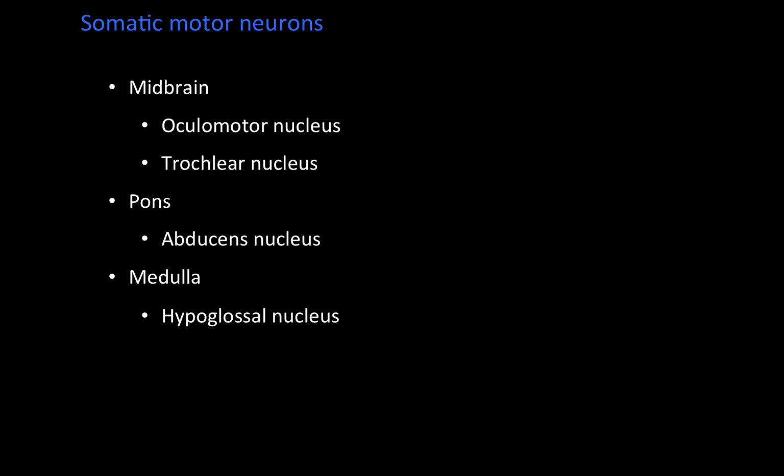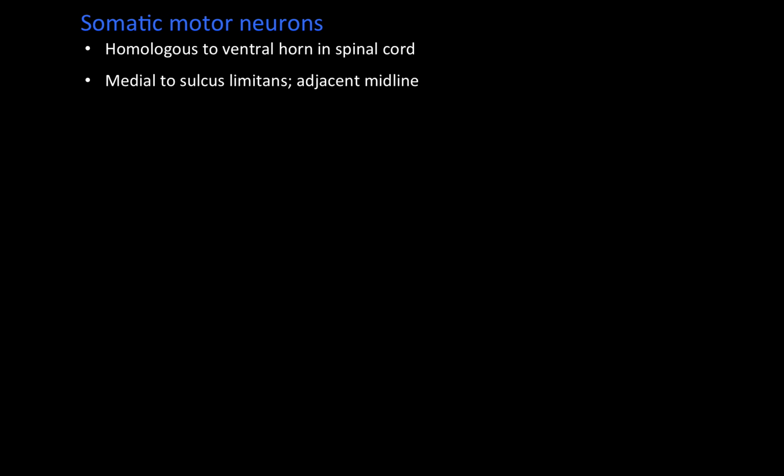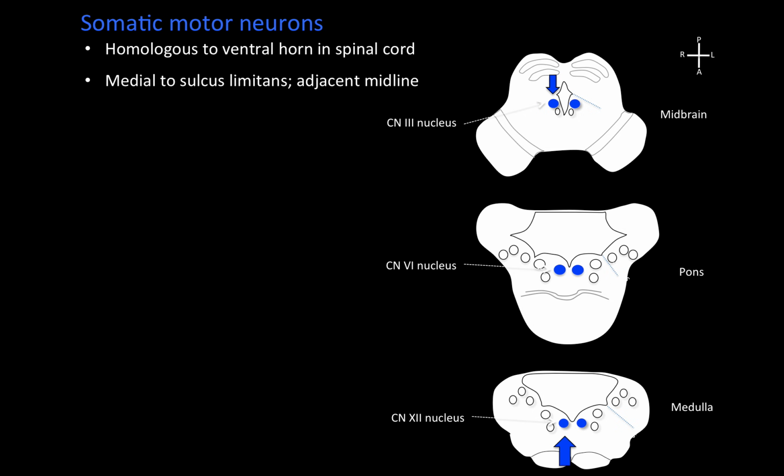So there's some background. The first one we're going to start with is somatic motor neurons. Those 4 somatic motor nuclei are found in the midbrain, pons, and medulla. Somatic motor neuron nuclei are homologous to the ventral horn in the spinal cord, and they're located medial to the sulcus limitans, adjacent to the midline. So we take a look at a schematic of the midbrain, pons, and medulla in cross section. There we can see 3 of those somatic motor nuclei, and they're medial to the sulcus limitans, right by the midline.